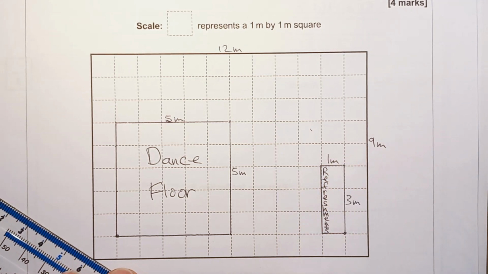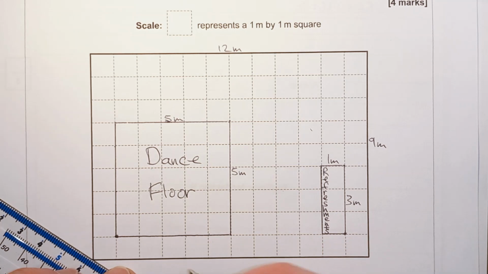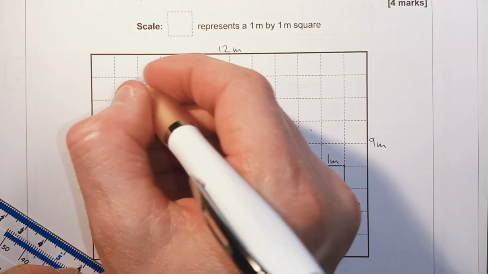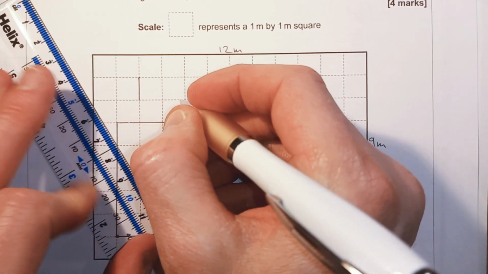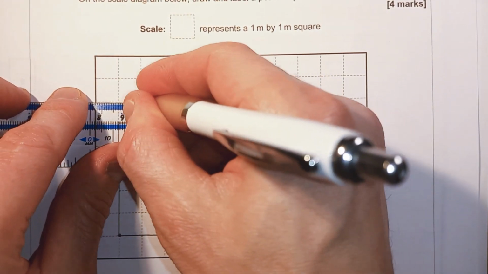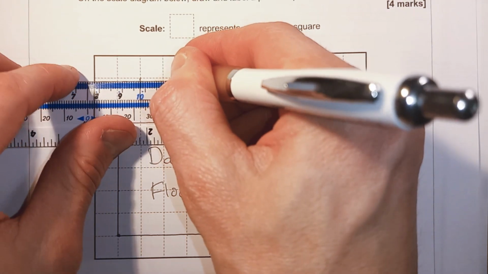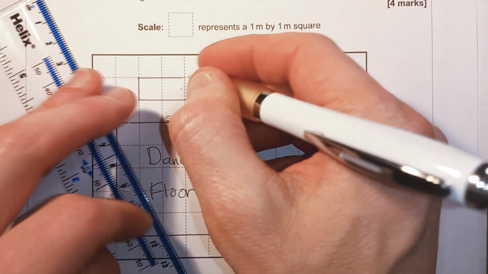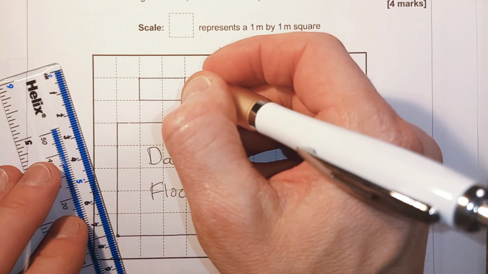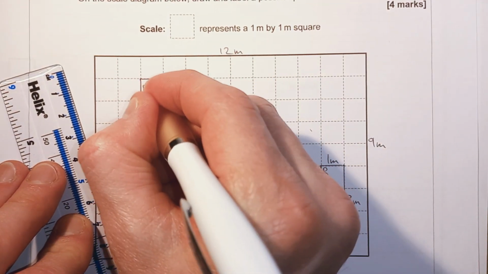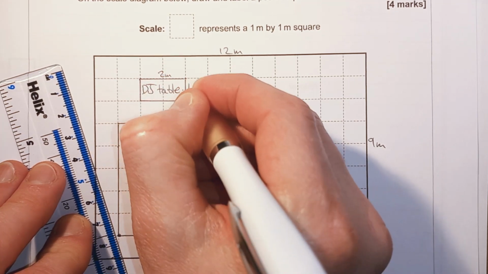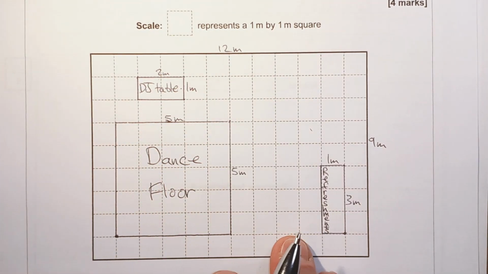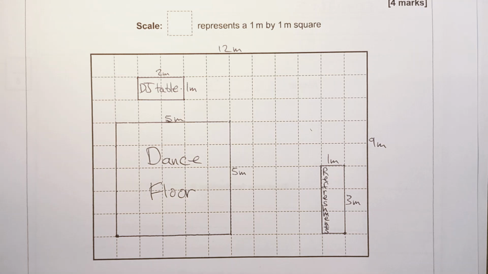Now the last thing we've got is the DJ table, and I think I want the DJ table to be quite close to the dance floor, and it's 1 metre by 2 metres, so let's have 1 metre coming down and 2 metres across. And there we have it. Not bad for 4 marks.